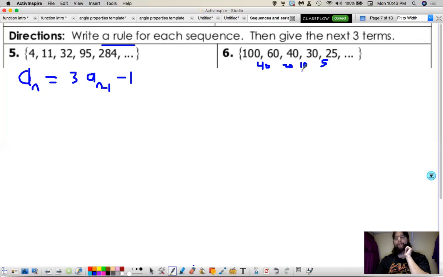If I just subtract those, that's not going to work. So 100 minus 60 is 40, but 60 minus 40 is not 30. But that difference, 100 minus 60 is 40, 60 minus 40 is 20, 40 minus 30 is 10, 30 minus 25 is 5. So that difference is what I'm going down. Okay, well let's write that.